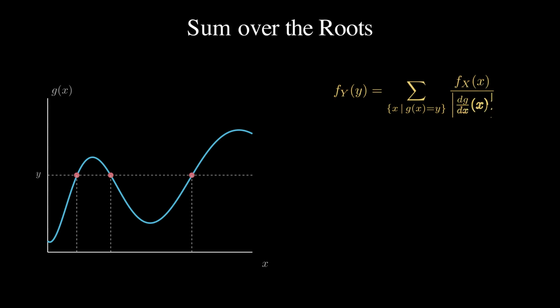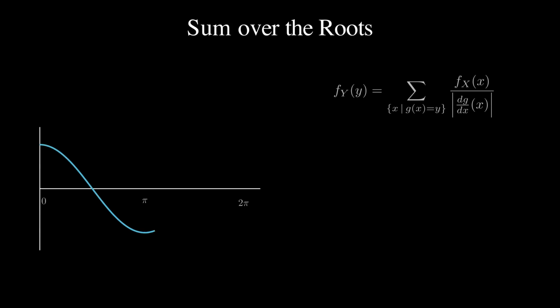Add the contributions. The density of y at y is the sum over all roots of the density of x at that root divided by the absolute value of the slope there. The discrete world summed masses over the same preimage. Densities do the same, with the stretch factor that masses never needed.